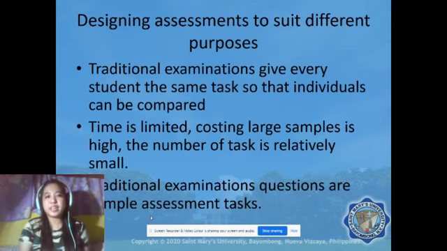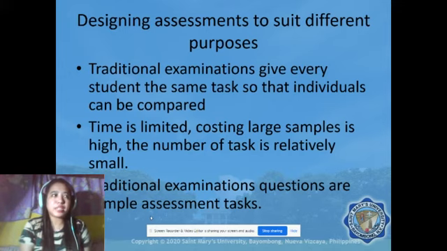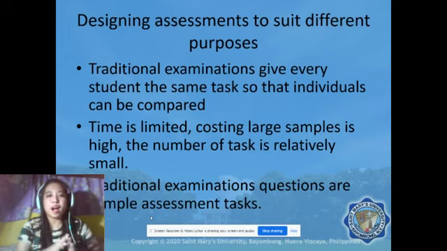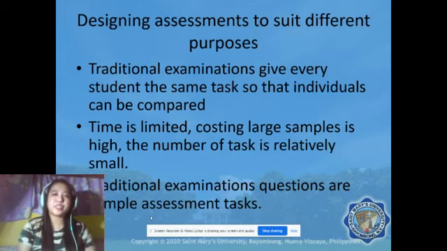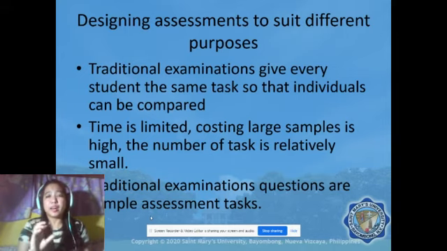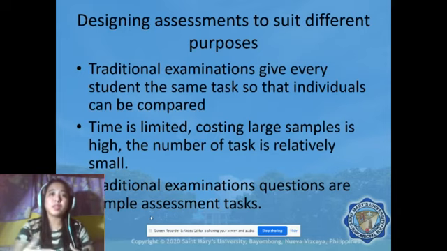So here, in giving national achievement tests, for example, time is very limited. Let's say they are only given 30 minutes or an hour to take the test, and we have large samples because they are represented by different divisions, different provinces, and all of that. So they also need to consider the costing, and the number of tasks is relatively small. The items are just representative or a sample of assessment tasks, and they cannot cover all the topics or all the learning competencies in the curriculum.